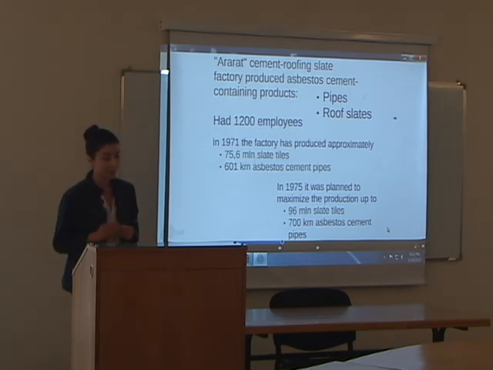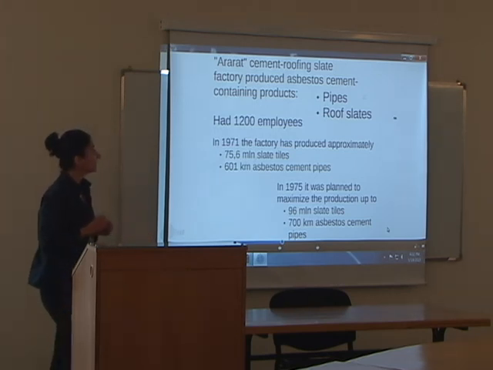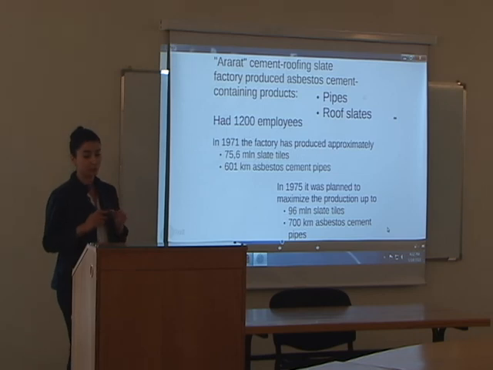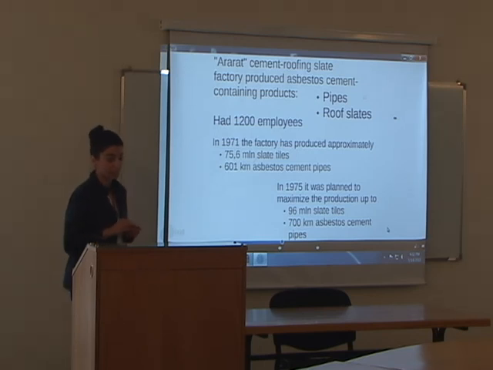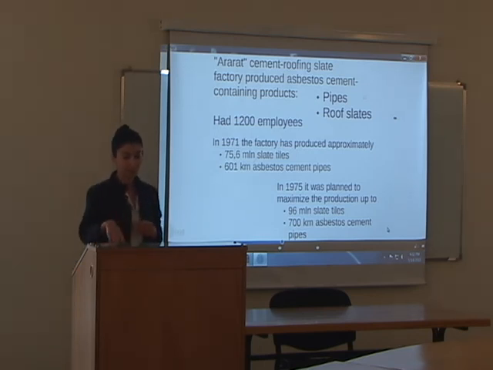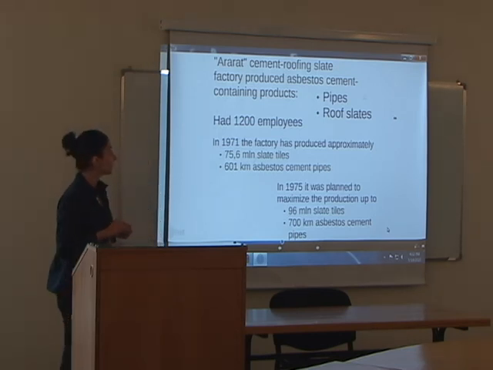Ararat Cement Roofing Slate Factory produced asbestos cement containing products, mainly pipes and roof slates, but of course it also produced other products which did not contain asbestos. But since we were interested in asbestos, I mentioned only these two products. And it had around 1,200 employees during Soviet time.